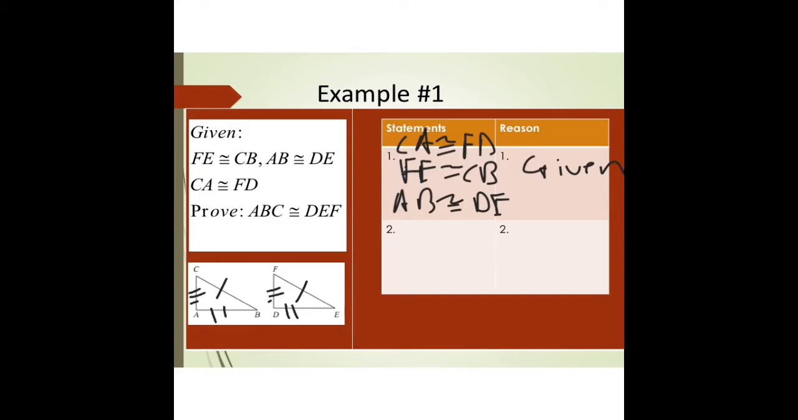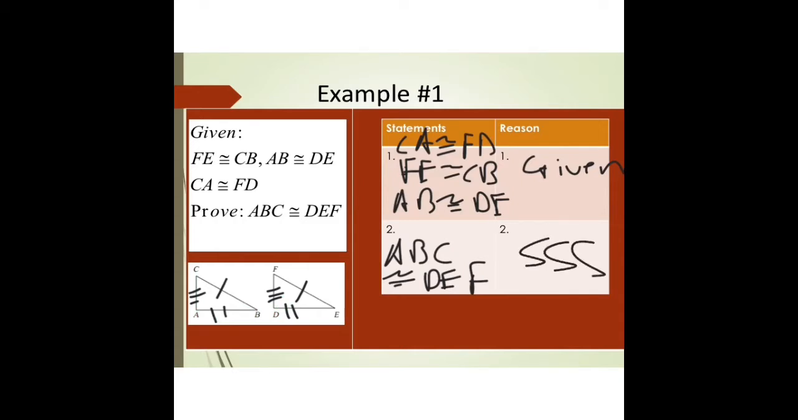Looking at our triangles, we can go ahead and go to our proved now. We can prove that triangles ABC and DEF are congruent. So I'm going to go ahead and write that down. So ABC is congruent to DEF. And the reason, if we look at our triangles, the reason that our triangles are congruent is simply going to be side, side, side.